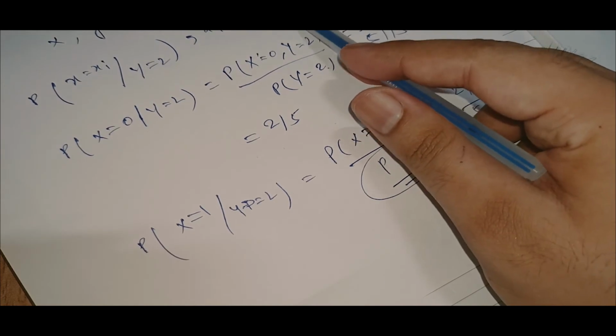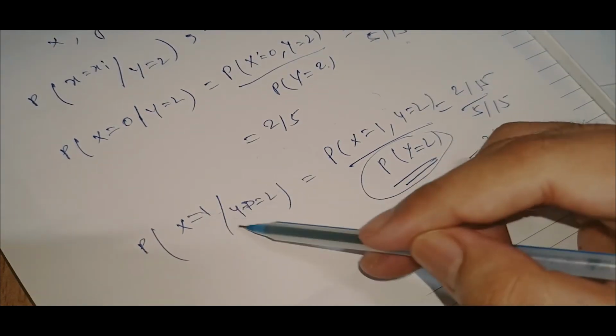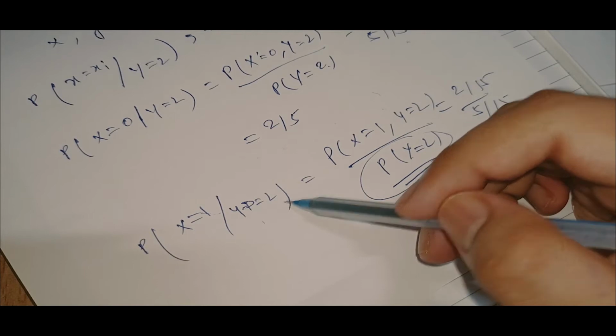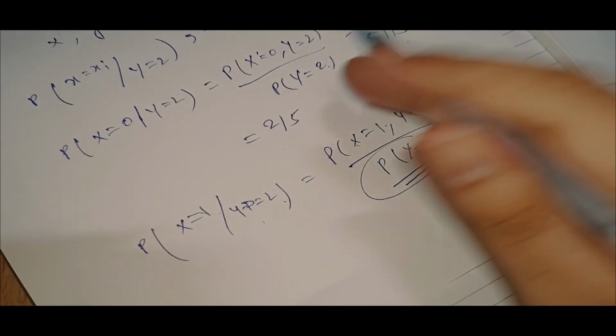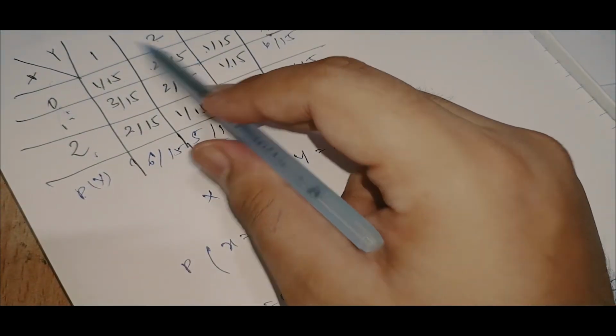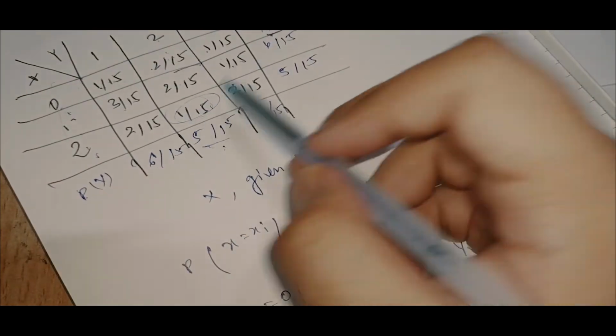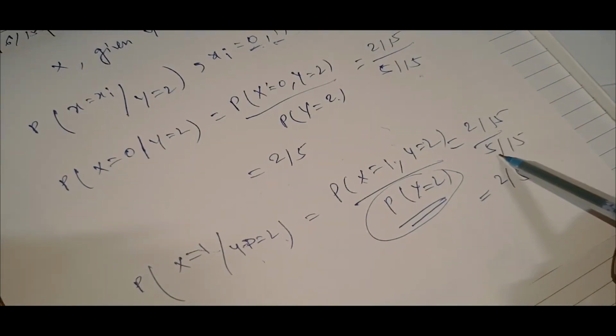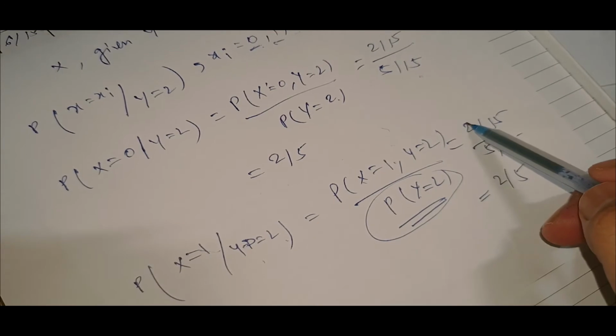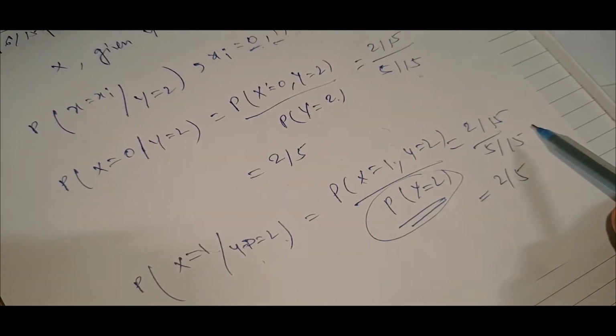Put x equals 2 here and y equals 2 already given, then x equals 2, y equals 2. The value would be 1 by 15. So the denominator would be the same, 5 by 15. Here it would be 1 by 15. This is how you will do.